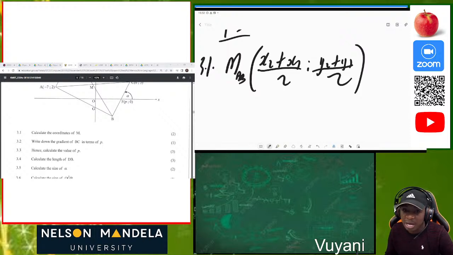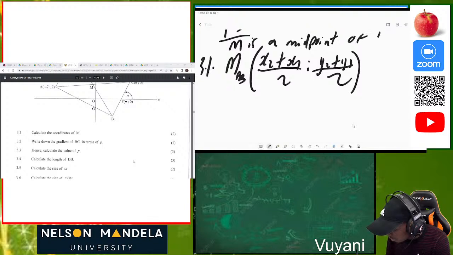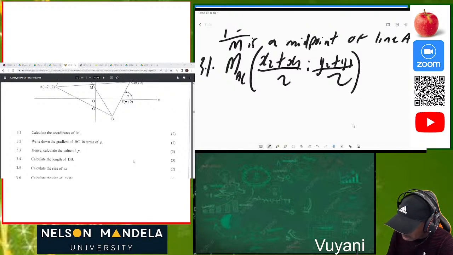Now we substitute. We are given the coordinates of line A. We said M is the midpoint of line AC. Let me just do this so that we can see that M is a midpoint of line AC. So here we are calculating the midpoint of line AC. So we know the coordinates of A and we also know the coordinates of C. So now the next point is going to be M.